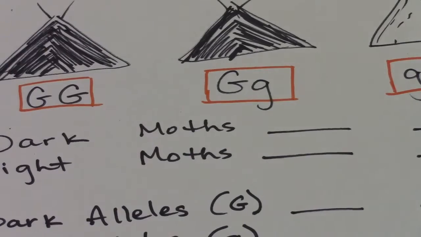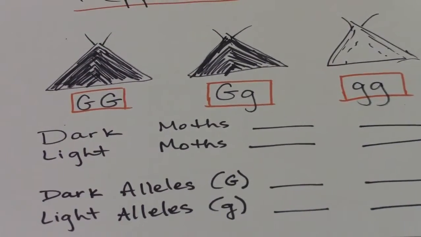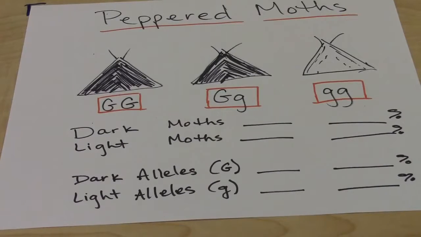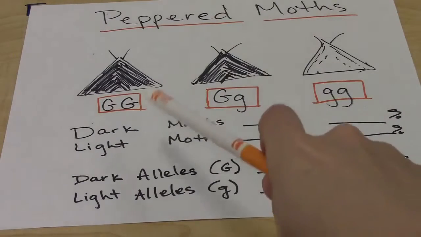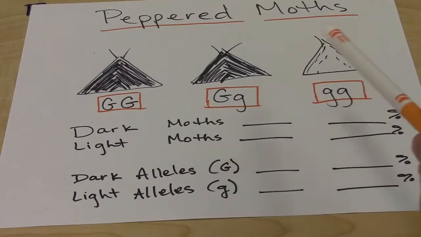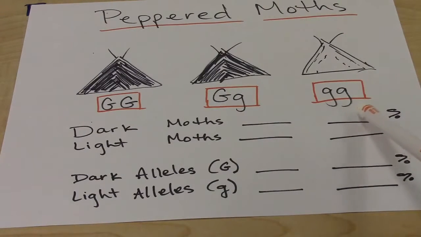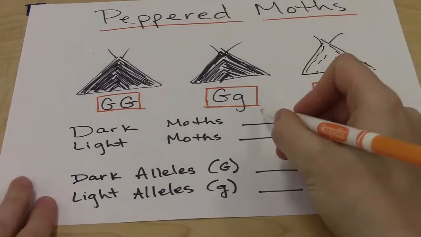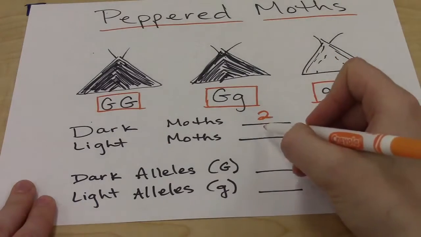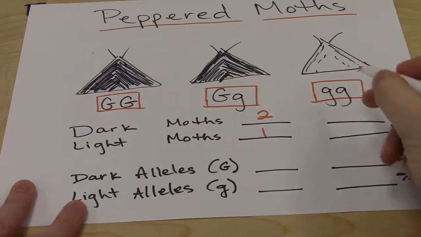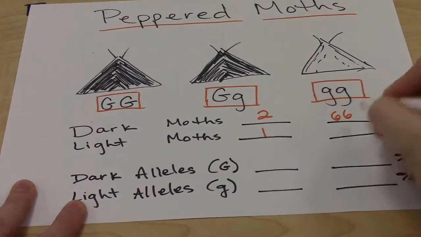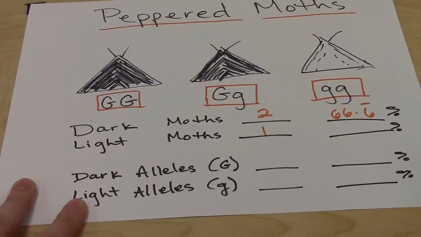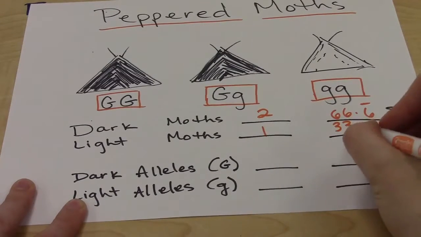Dark moths can be homozygous dominant or heterozygous, and white moths can be homozygous recessive. So if we're looking just at phenotype, we can count those and determine the percentage. So we have 2 dark moths in this population and 1 light moth. And so the percentages of that will be 66.6%, and 1/3 is 33.3%.